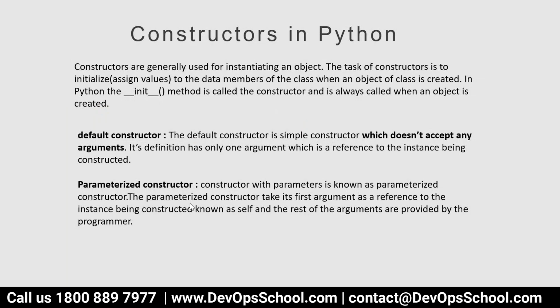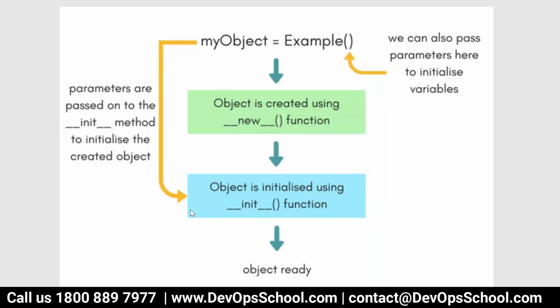The parameterized constructor takes its first argument as a reference to the instance being constructed, known as self, and then the rest of the arguments are provided by the programmer. So here is the flow of what happens when you create an object. Here you are creating an object from the example class. The object is created using the new function, and then after creation you have to initialize the member variables. The object is initialized using the init function and the object is ready. So there are two stages of creating an object.